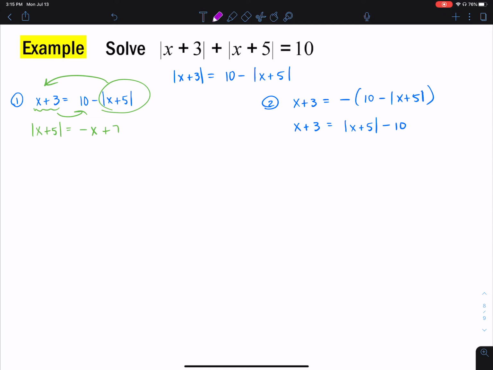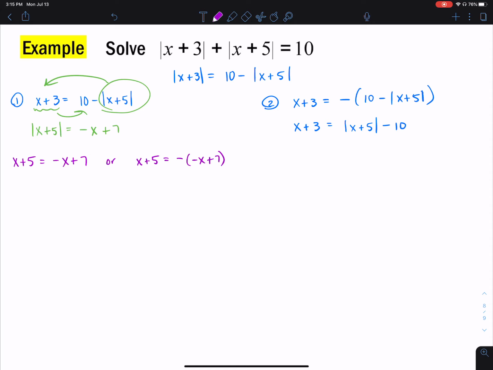So the first equation is we drop the absolute value and we set it equal to the positive, or the original version on the right side, which is negative x plus 7. So we keep everything the same. Or, x plus 5 is equal to the negative of that right side. Okay, so let's solve each of these, see what we get.